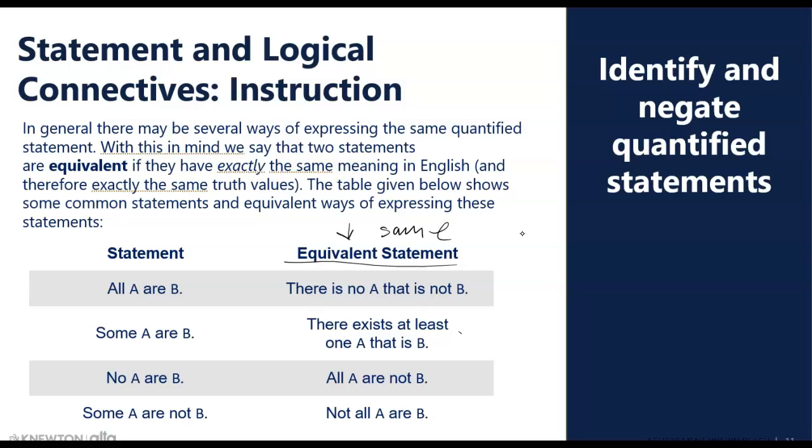So when you have no A are B, the equivalent is all A are not B. This could get confusing if you think of these as negations. They're not. Some A are not B, not all A are B. So the opposite of saying some are not, you take out the not and you change the word some to all. So there's a process here. When you say all are, when you negate that, you say some are not. We'll see that in a slide in a moment.